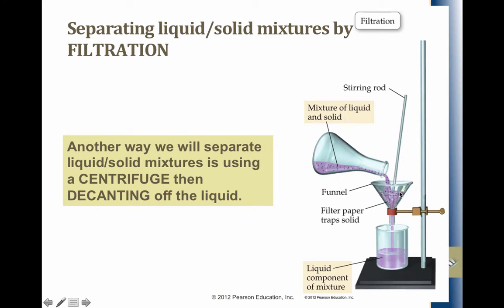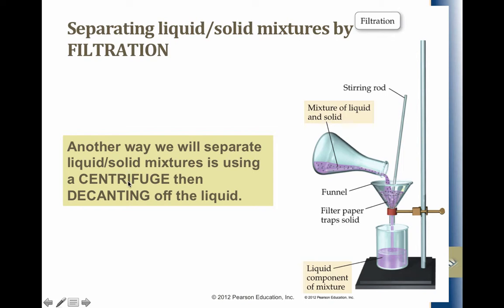We pour it through a filter, and this has a paper in it. The solids stay behind in the paper, and the liquids pass through the paper into a beaker in which we catch the salt water, and then we'll be able to boil off the water and have salt left behind. And in that way, we separate sand and salt.